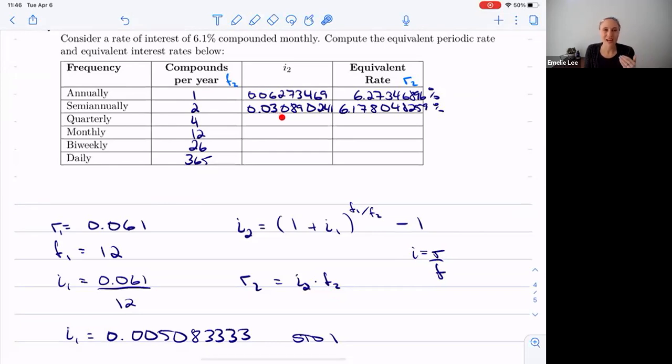But now 3% twice per year makes 6% in a year, right? So I2 or F2 times, you can go either way. 2 times 0.03 makes 6.178. Awesome. Good, good, good. I'm going to delete that.